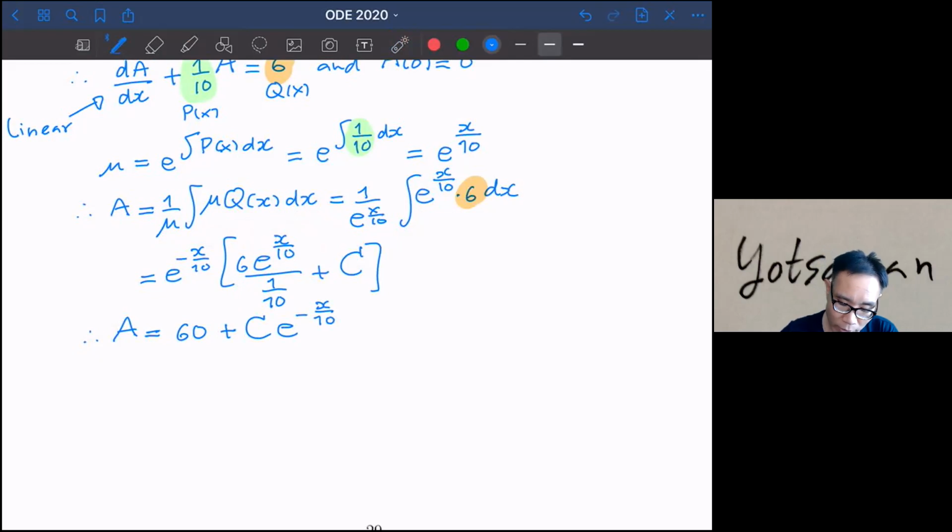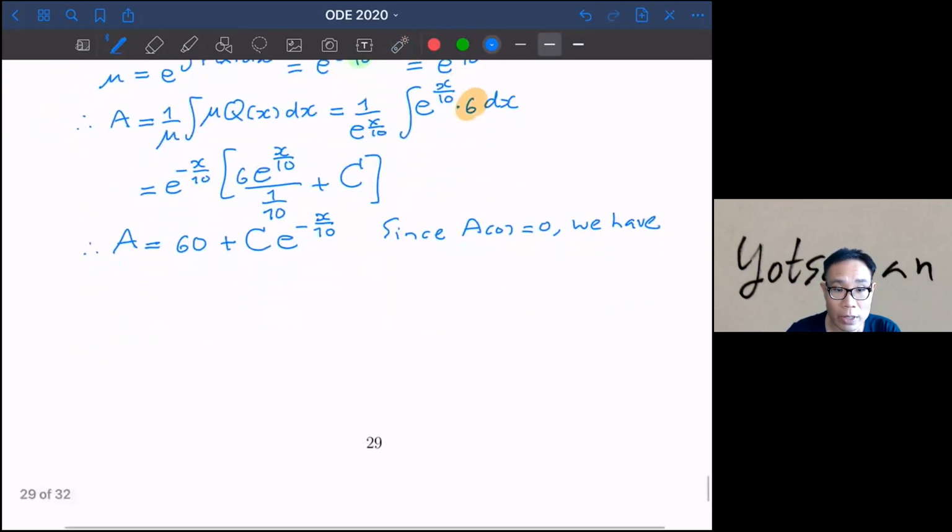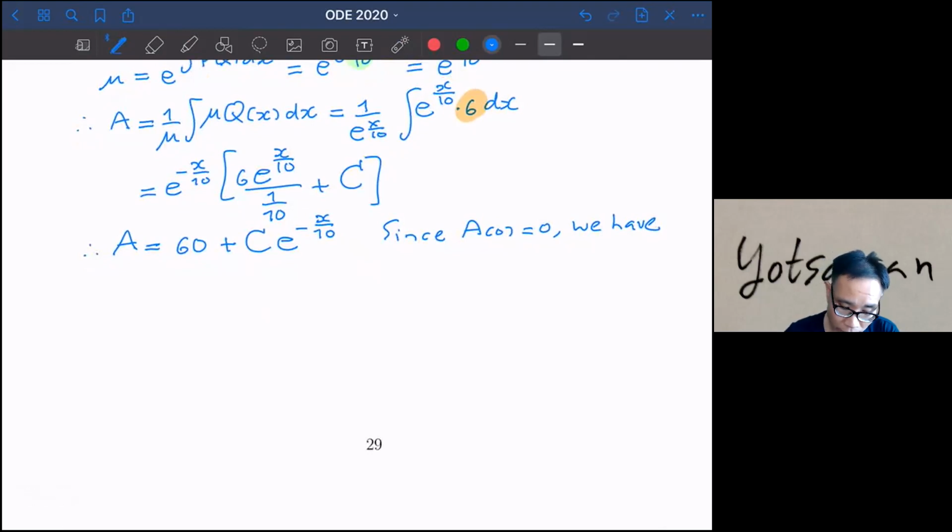Okay, so we're going to use A(0) equal to 0. In this case, it's going to be A(0) equal to 0, 60 plus C e to the negative 0. So this would lead you to C equal to negative 60. Okay, C equal to negative 60. So you have A equal to 60 minus 60 e to the negative x over 10.